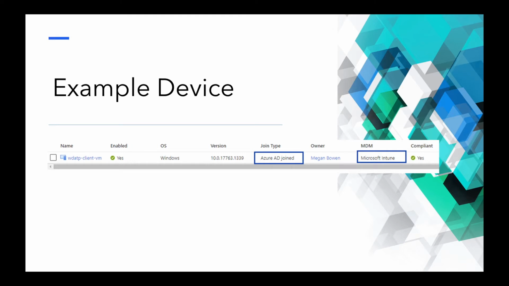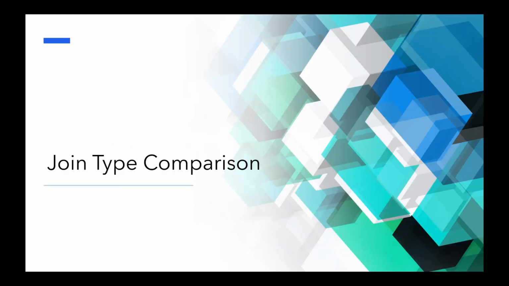Now let's take a look at an example device from the Azure Active Directory portal. For this example device, if we take a look at the join type, we can see that this device is Azure AD joined, and we can also see that for MDM, it is managed by Microsoft Intune. Now we'll step through a comparison at a high level, talk about the different device ownership, authentication, and some of the key capabilities of different join types.